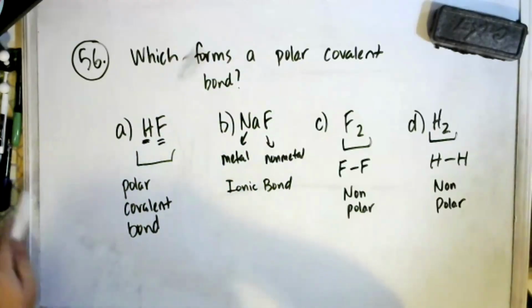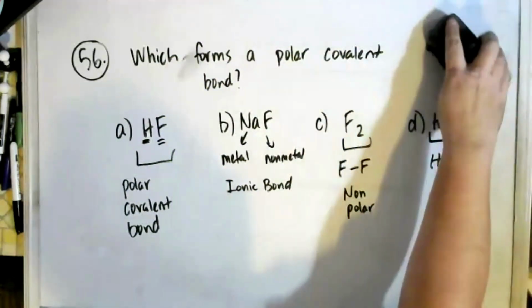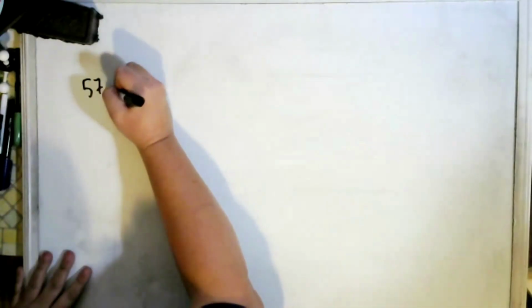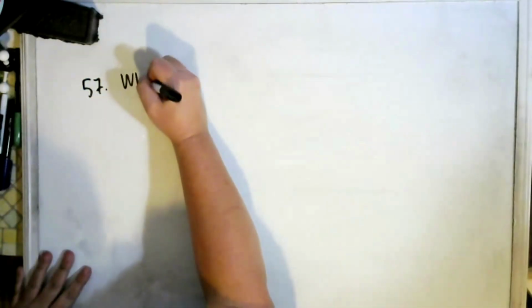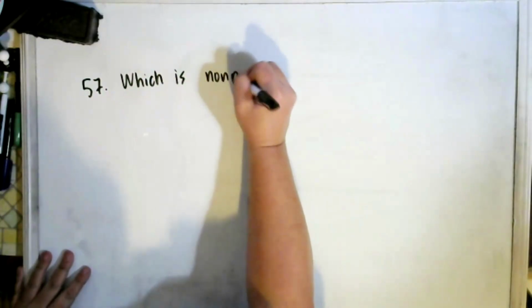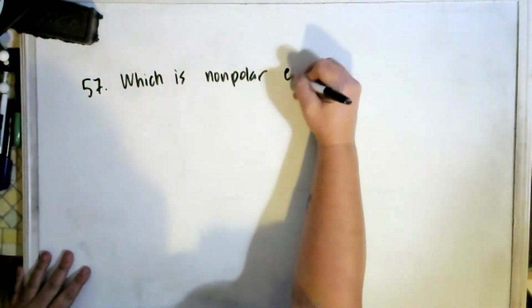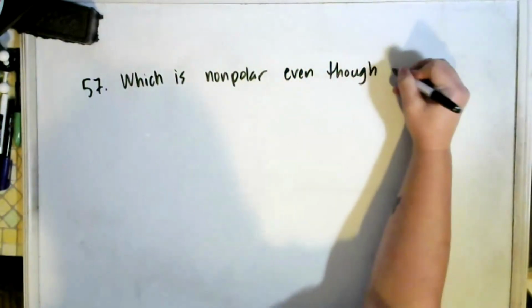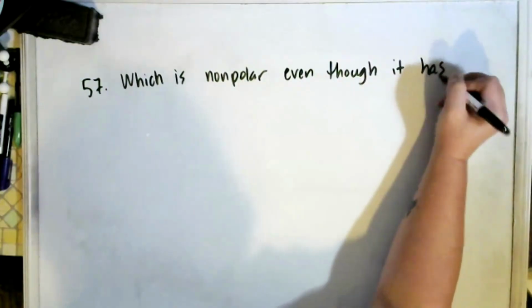All right, the next question says, which of the following molecules is nonpolar, even though it has polar bonds? For 57. Which is nonpolar, even though it has polar bonds?